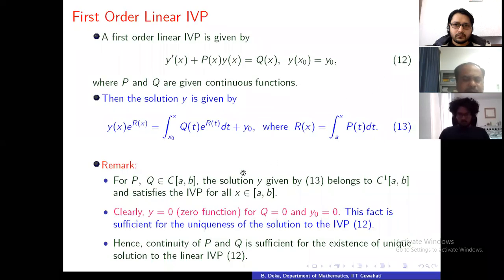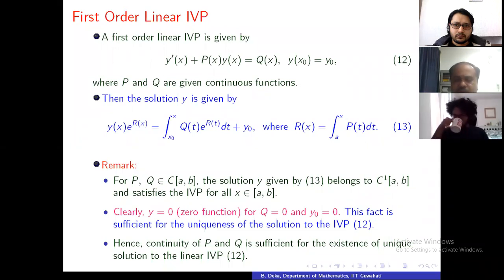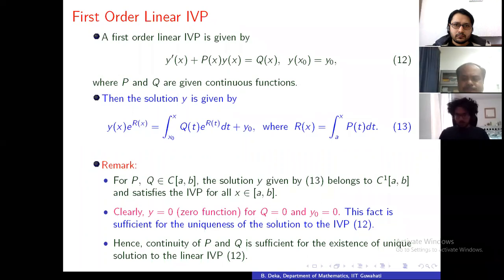Now here, apart from existence and uniqueness, I have made one another point, that is called stability. So what do you mean by stability? Stability is related with the round off error. So how does round off error play the role?